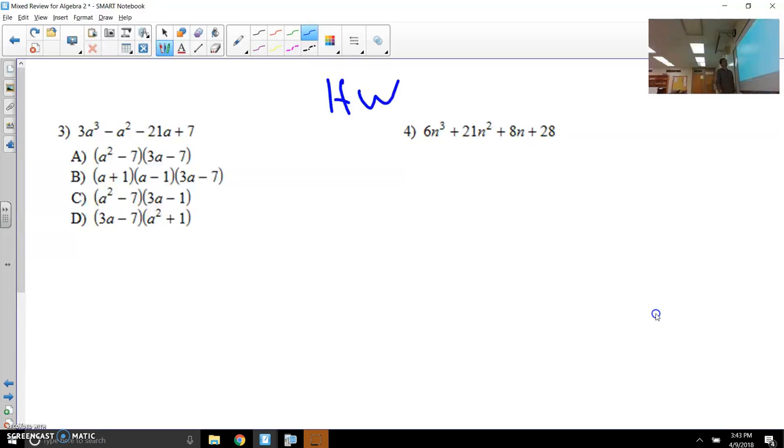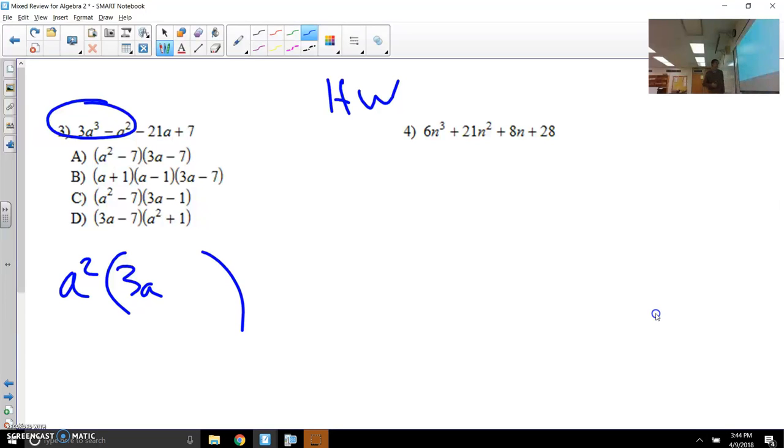So what we have is 3a to the third minus a squared. It looks like they both have a squared in it. So if I divide each part by a squared, that 3 is still there as a coefficient, but 3a minus 2, there's still an a in there. And if I divide a squared by a squared, I just need the sign that makes that happen, negative 1. So a squared times 3a minus 1. If you distribute this, you'd be right back to where you started. Okay? So now I want to really look at this second part, negative 21a plus 7.